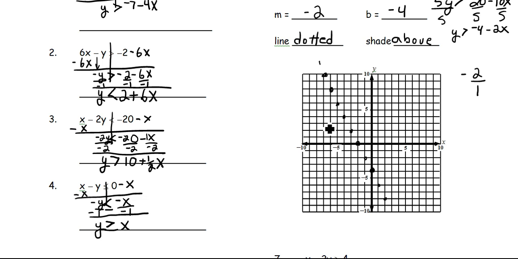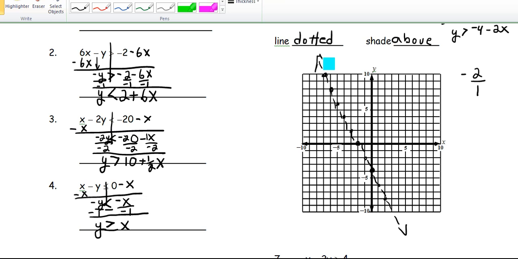Okay. So it's a dotted line. That means the solution is not found on the points that we wrote or on the line. Now I'm going to find this point and I need to go above. So I'd go this way. So any of this area is what gets shaded as greater than.